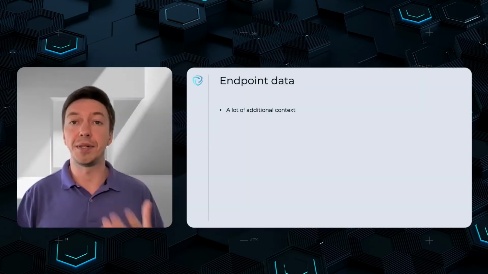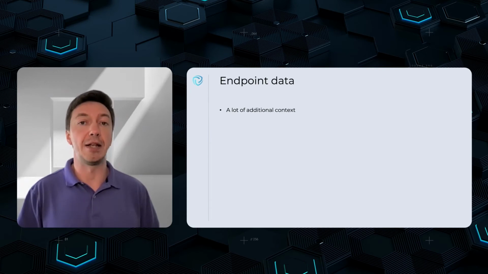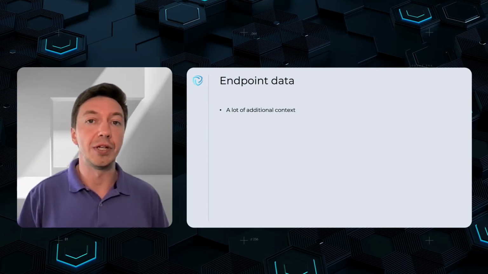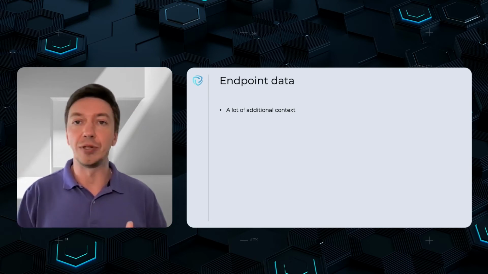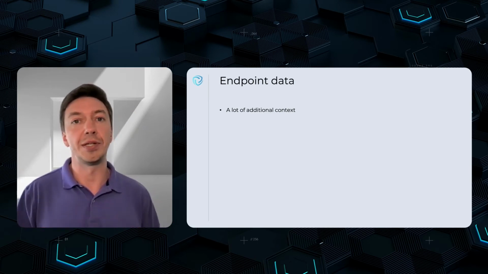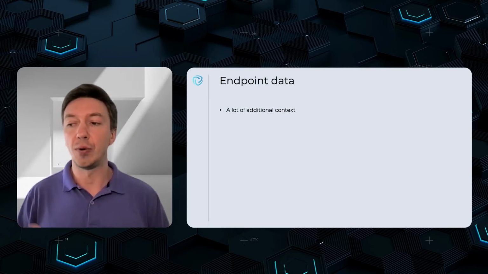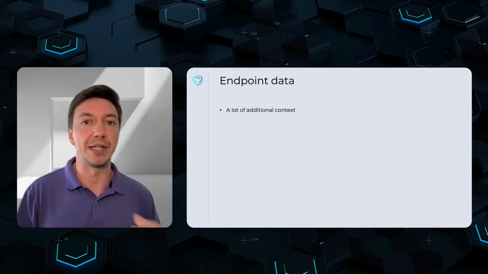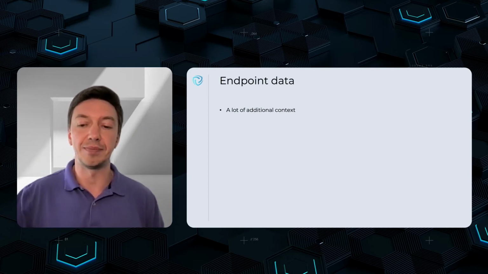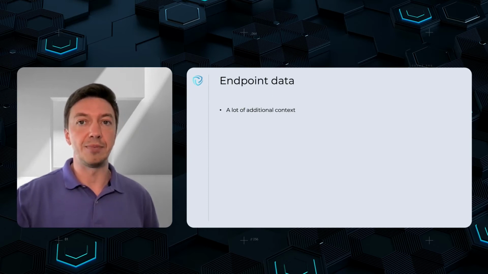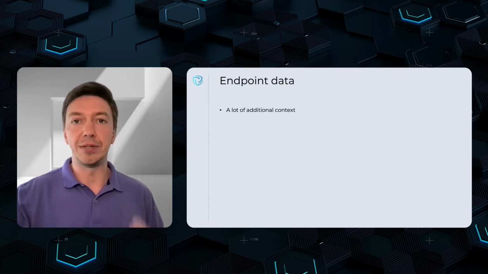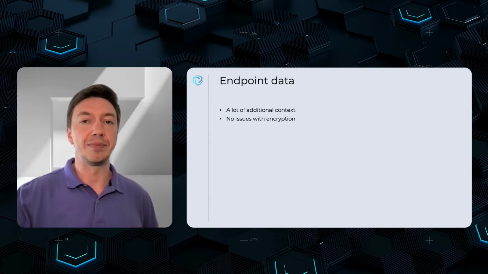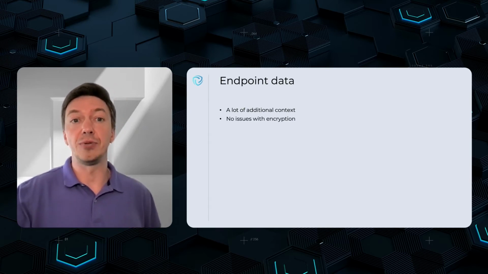So if you talk about the endpoint data, of course, first thing that comes to my mind, there's a lot of additional context we can use. Because we are on the host itself, we can understand Windows registry, for example. We can understand the security posture of the host, whether all updates are installed and the antiviruses are installed, and so on and so on. So that's all possible. We know who is logged in, which user, serial number of the machine, and so on and so on. By definition, we've got no issues with encryption.